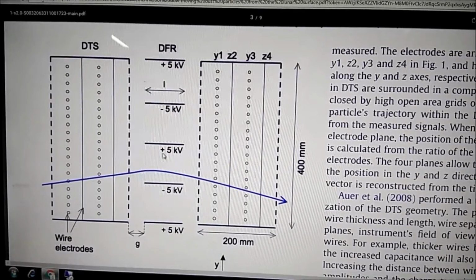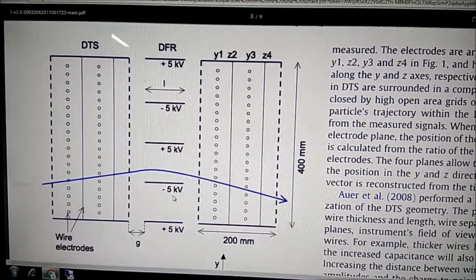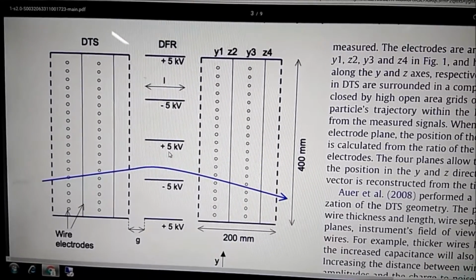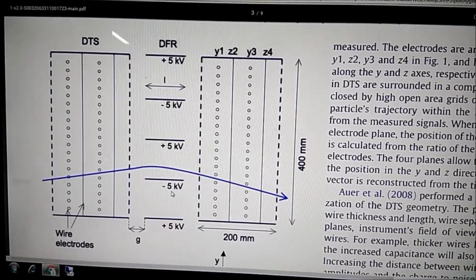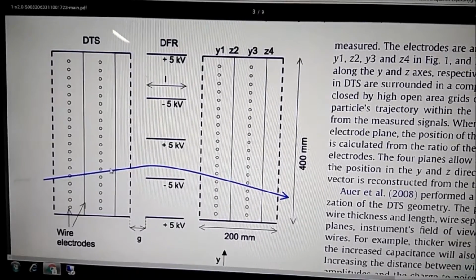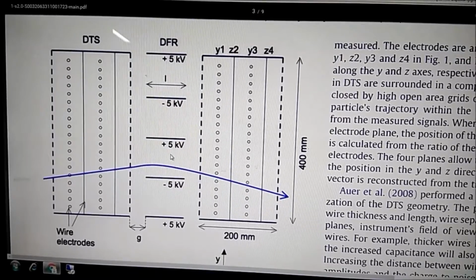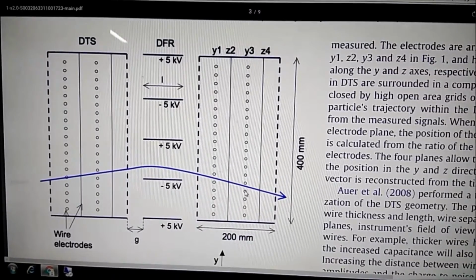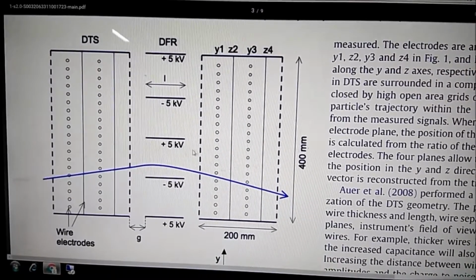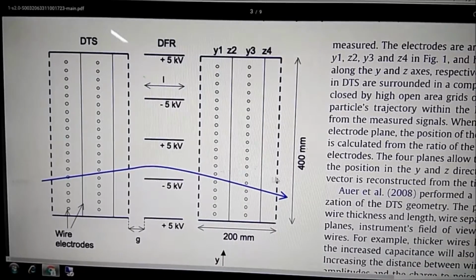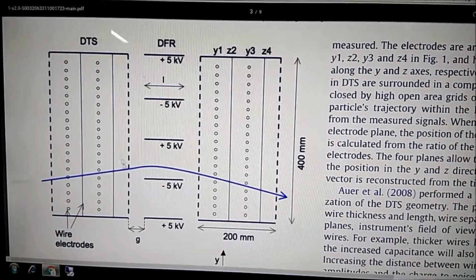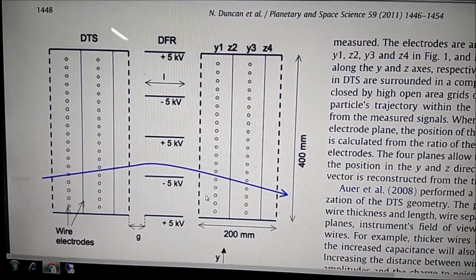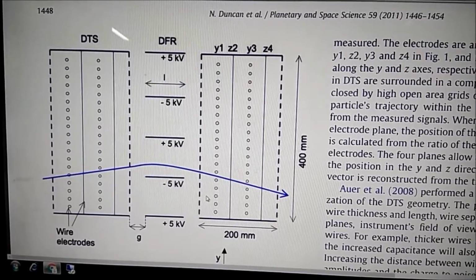Now the electrodes of the DFR unit have different electric potential in consecutive electrodes. One is at plus 5 kilovolt and the next is at minus 5 kilovolt. So any positively charged particle is deflected away from the positively charged electrode, and hence the deflection is measured from the difference between the trajectories of the two DTS units. Now this is the whole idea behind our instrument and sensing the parameters of any charged particle.